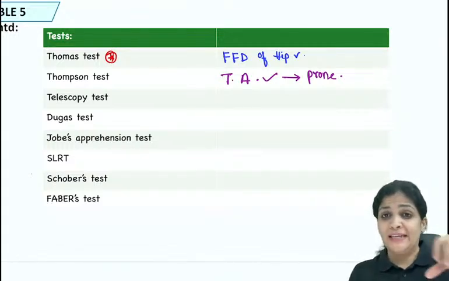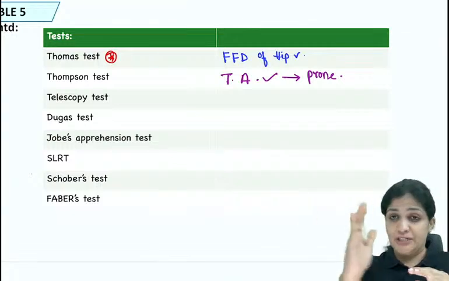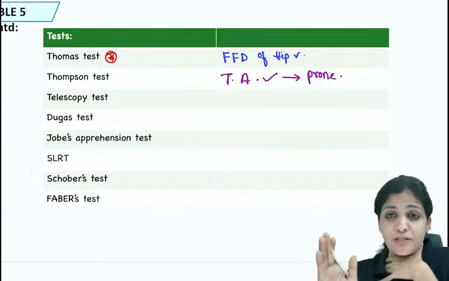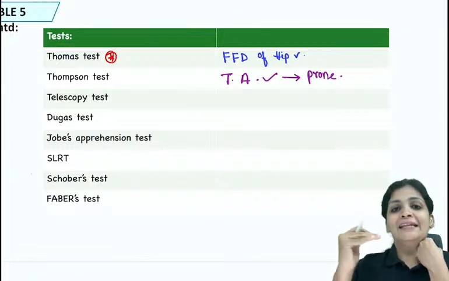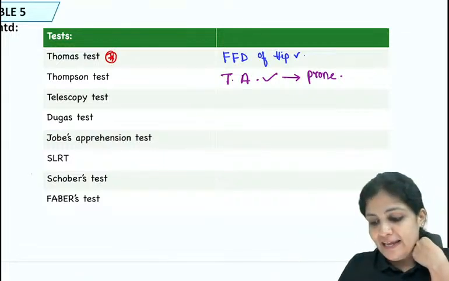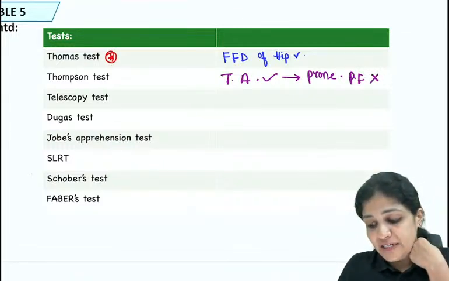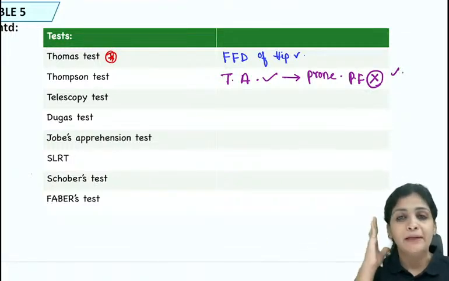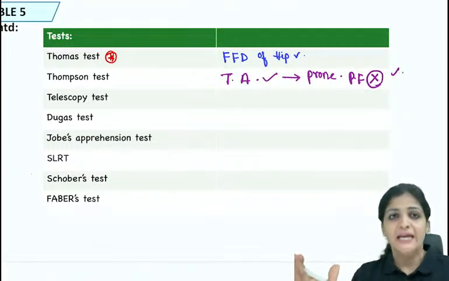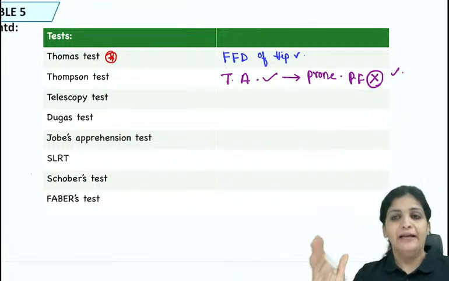So on squeezing, if there is a flexion, right? If there is which flexion, dorsal or plantar? So plantar flexion. So if there is a plantar flexion, then the tendo-Achilles is intact. If the plantar flexion is absent, then that is the Thompson test positive. Remember, the Thomas test is for FFD. The Thompson test is for your tendo-Achilles.